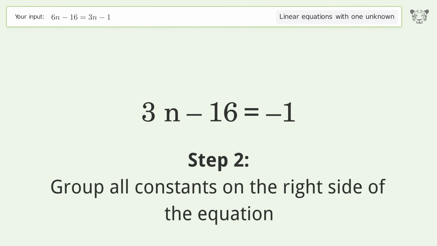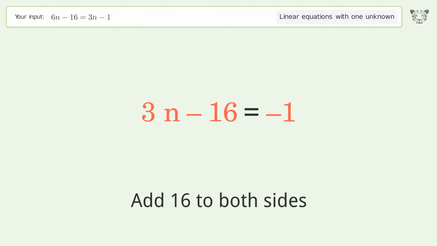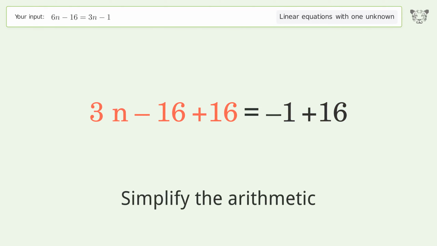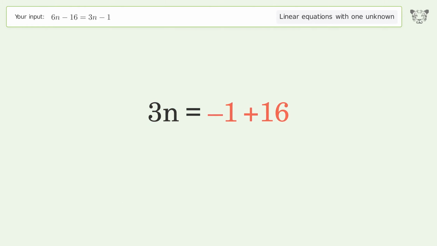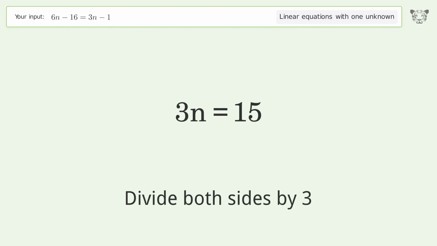Group all constants on the right side of the equation. Add 16 to both sides. Simplify the arithmetic. Isolate the n. Divide both sides by 3.